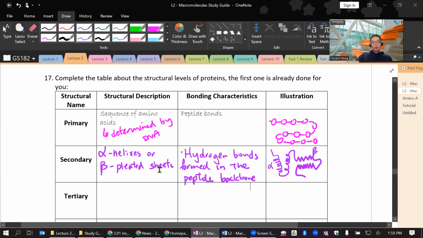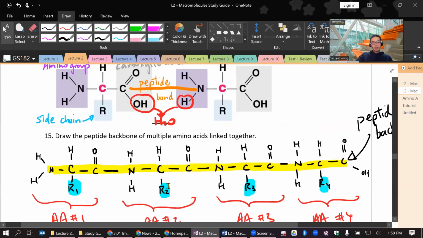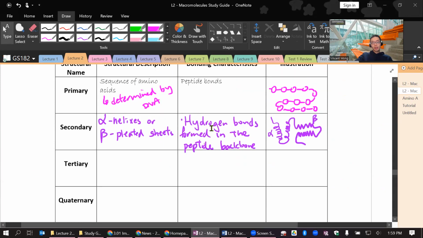Remember the peptide backbone, right? This one, the one that keeps on repeating itself. Okay, so the oxygen here is slightly negative, and the hydrogen here is slightly positive. So those could loop back on itself and interact and form hydrogen bonds. And those hydrogen bonds will be able to hold the helices together.